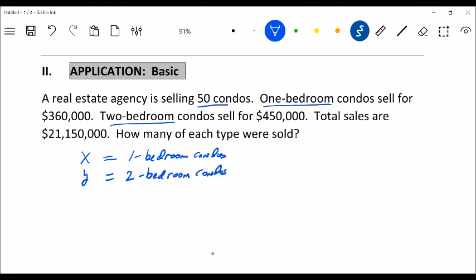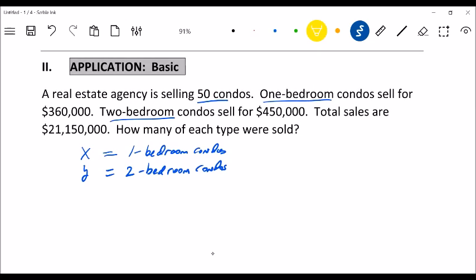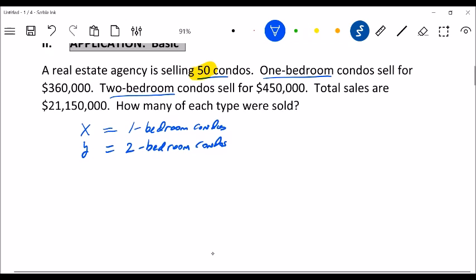and we'll have Y as two bedroom condos. So we have an easy equation right off the bat because there are 50 total. We don't know how many one bedrooms and how many two bedrooms there are, but we know that the total of them is equal to 50. So right there, we have our equation.